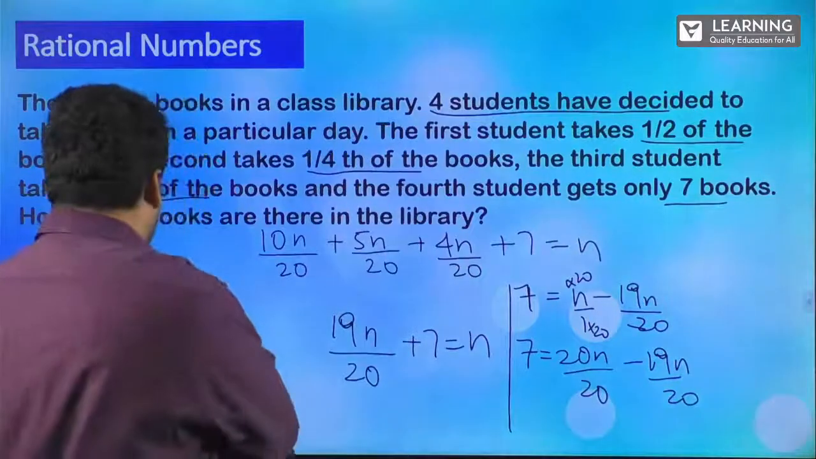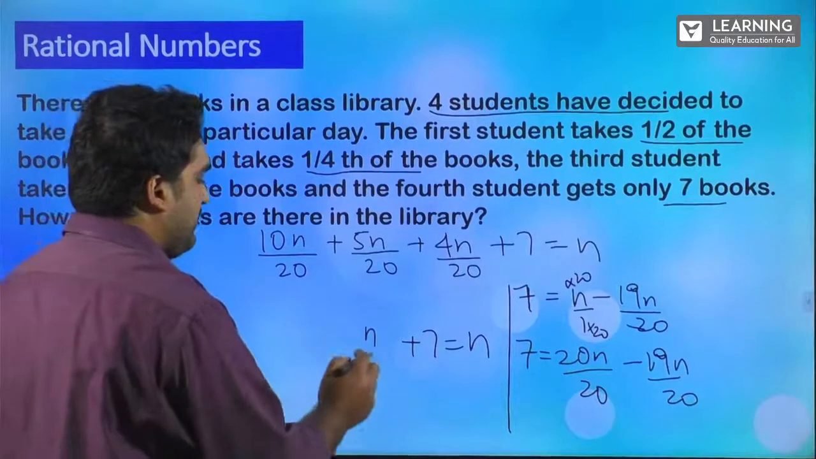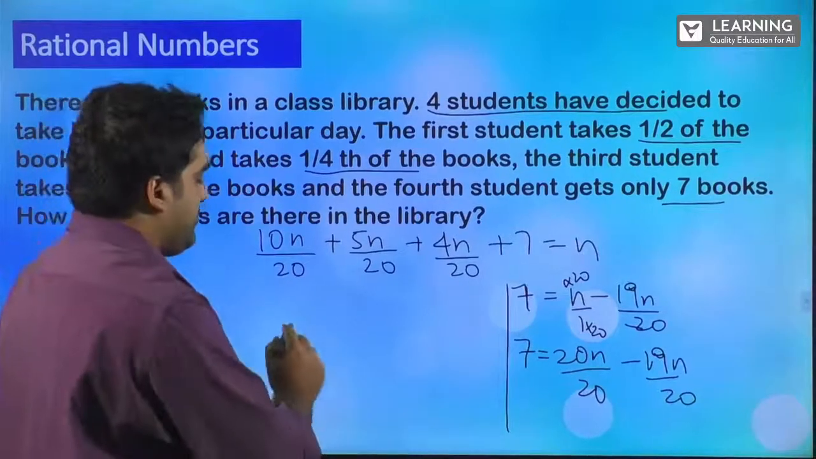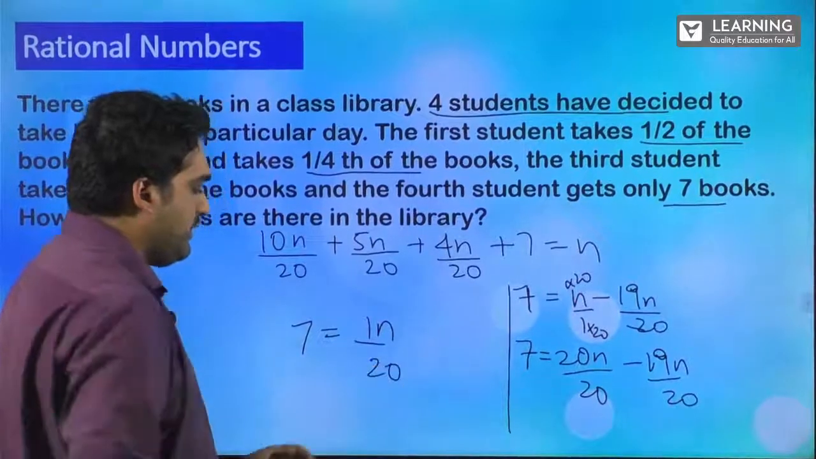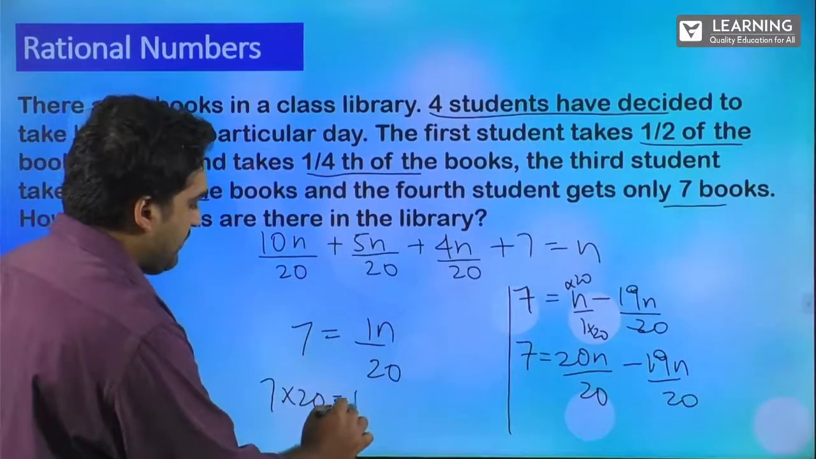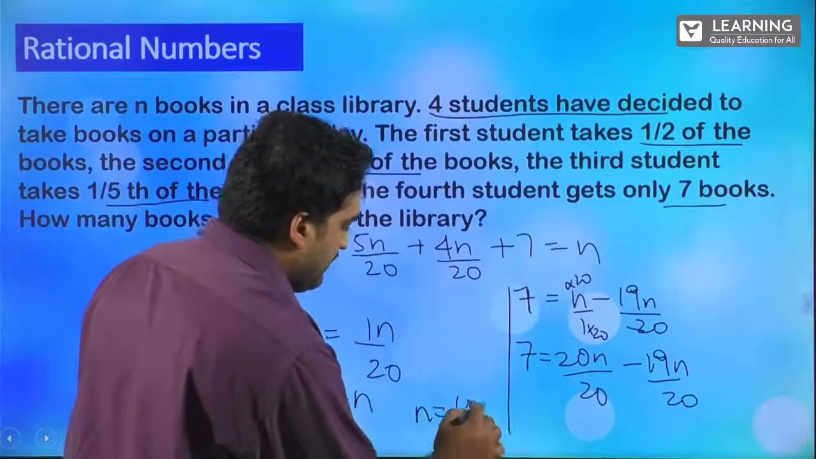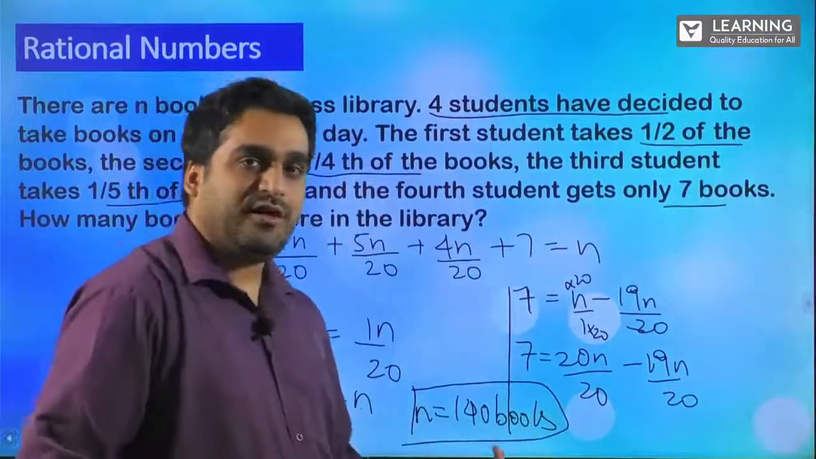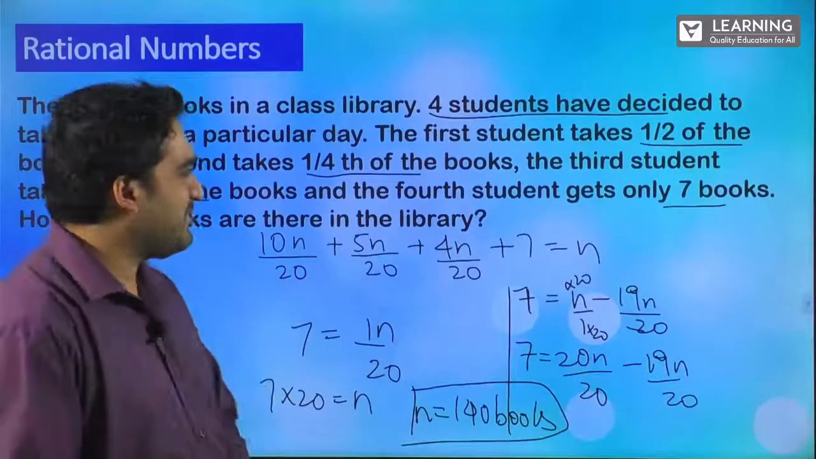20 minus 19, how much do you think it would be? 20 minus 19. Go ahead, solve. Very easy. 1n by 20. Transpose this to the other side where you get 7 times 20 equals n. So n will be equal to 140 books. Like I told you, a very small library which consists of 140 books.